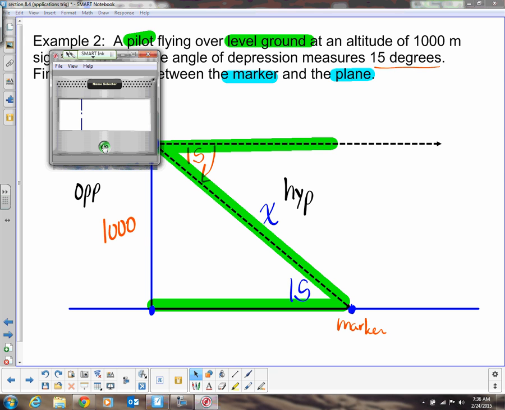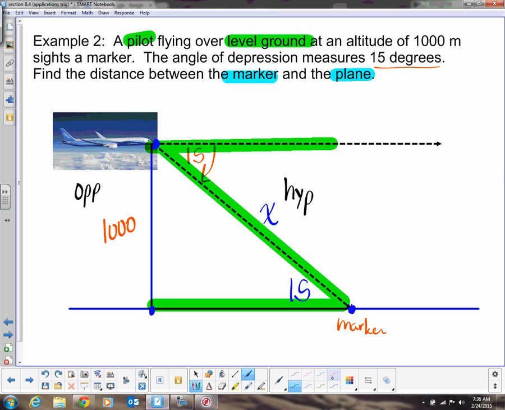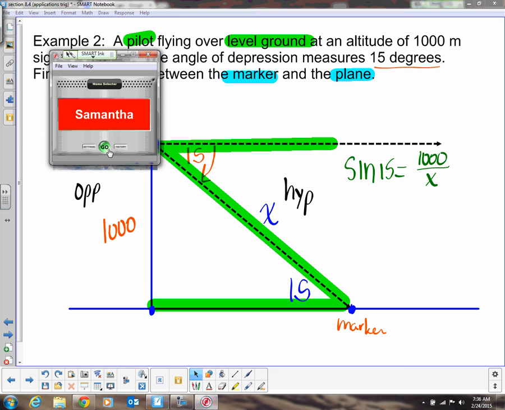So this person's going to tell me what trig ratio we use. Samantha? Which is? Good. So we're going to do sine of 15. And how do you set this up? Is it 1,000 over x or x over 1,000? 1,000 over x. All right, so now how do we solve this?